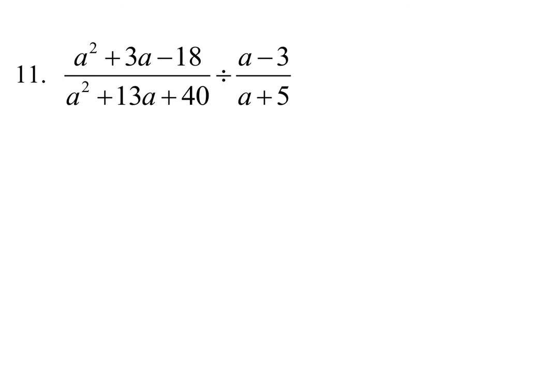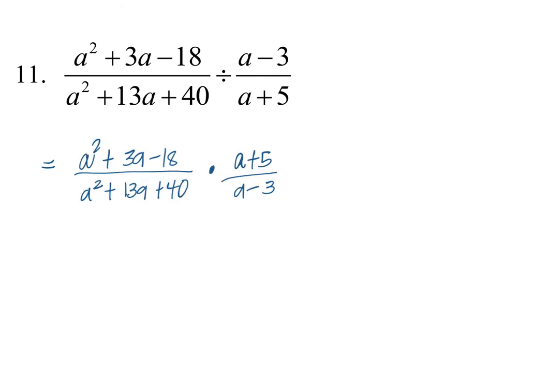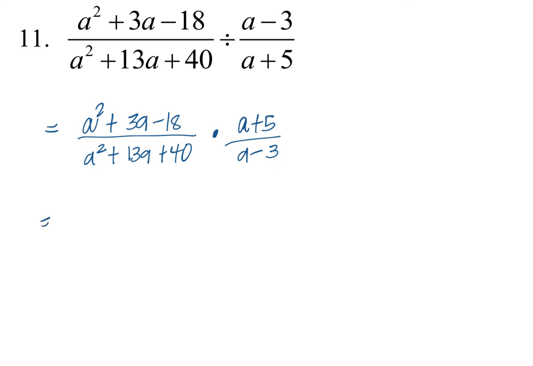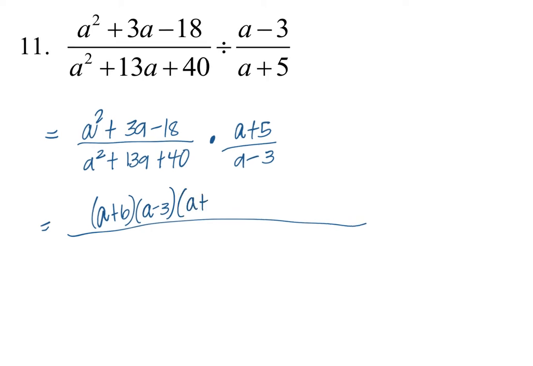On number 11, we're dealing with another division problem, so I'm going to rewrite it and flip that second rational expression. So once I've done that, I'm ready to see what factors. So the trinomial of a squared plus 3a minus 18, factors of a negative 18 that add to give you a positive 3. Positive 6 and negative 3 work. They multiply to give you that negative 18, but add to give you a positive 3. The a plus 5 doesn't factor. Then in the bottom, a squared plus 13a plus 40, factors of 40 that add to give you 13, 8 and 5.